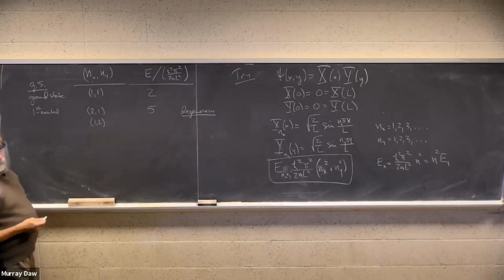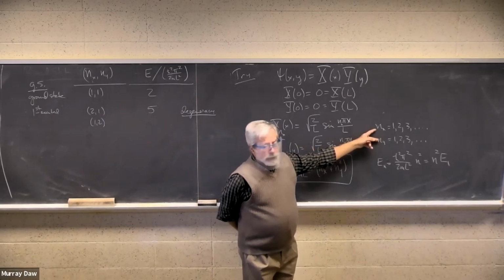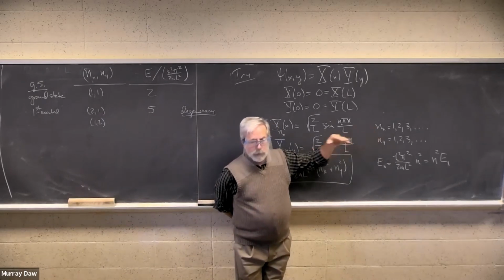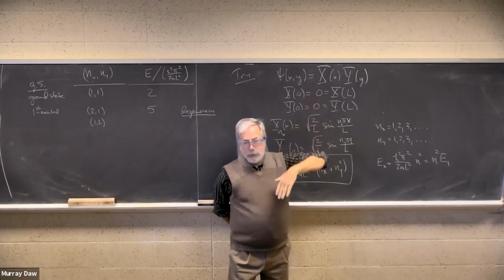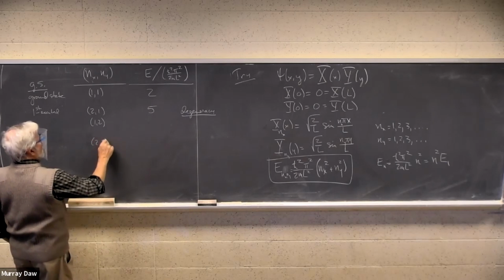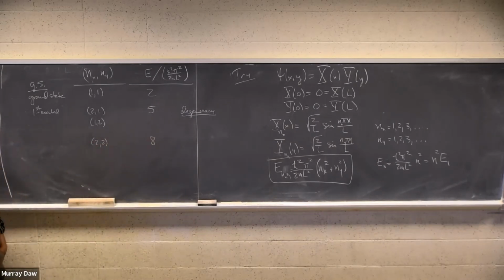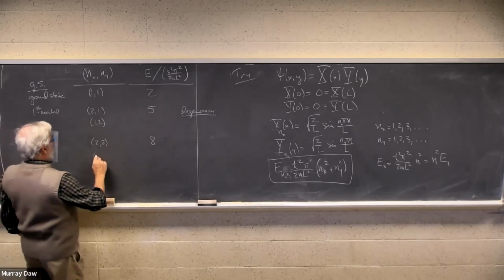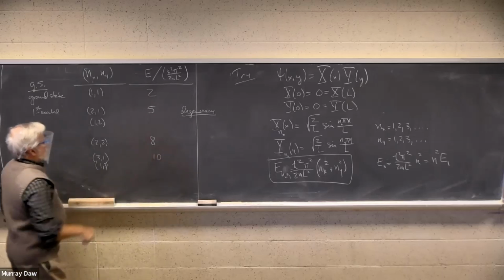Okay, what would be next? We're just playing with these two numbers. All we've got to do is take combinations of these two numbers, but we want to figure out the spectrum. We want the next energy. Let's try 2, 2. What do we get there? We get 8. All right. What about 3, 1? Well, 3, 1 and 1, 3 are the same, and that's 10. So yeah, this would be next.